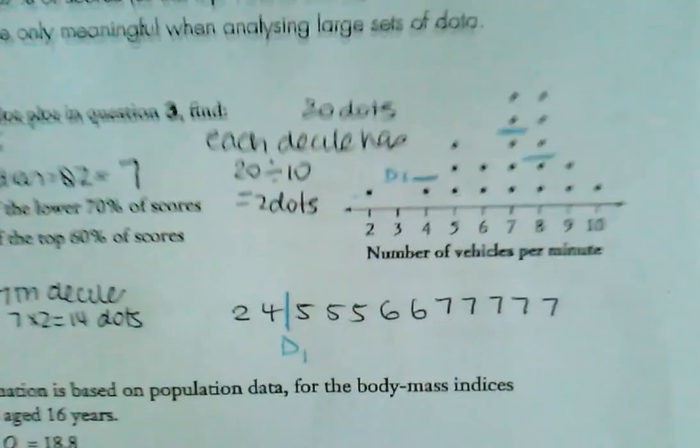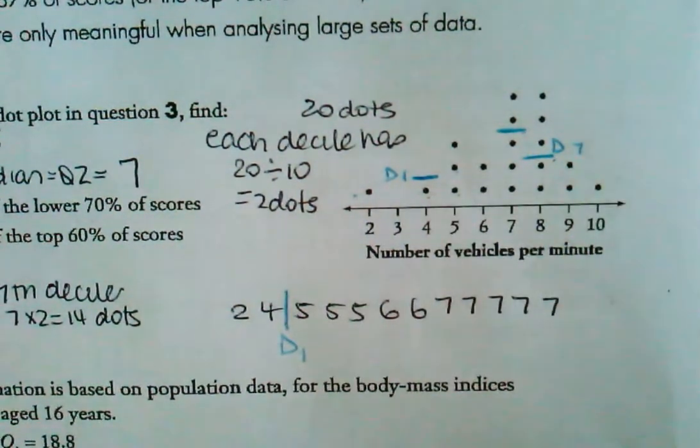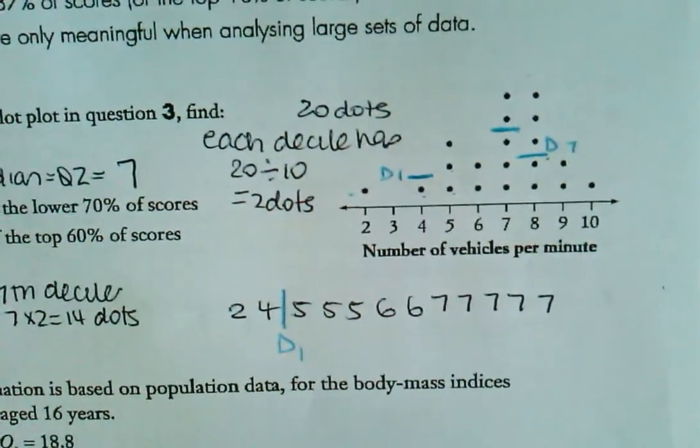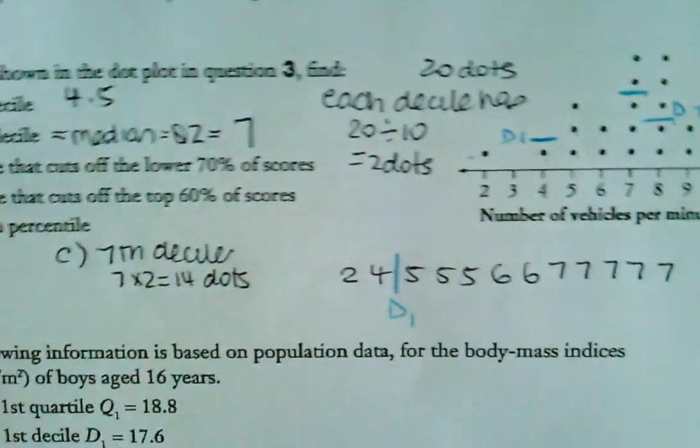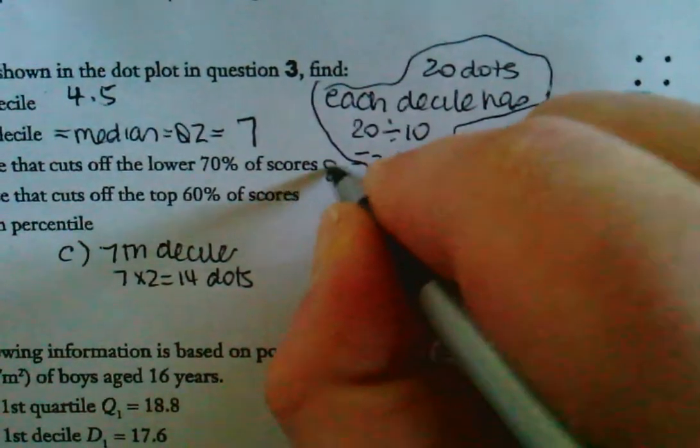And we've put our line there at 14 dots. That's D7. And what have we got? It's 8. The average of 8 and 8 is 8. So I'm just going to put that answer. I shouldn't have put this here. It's really in the way.